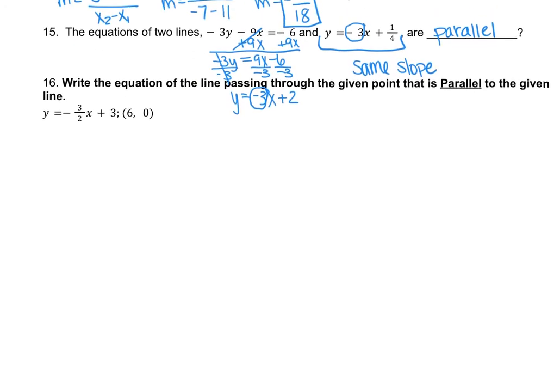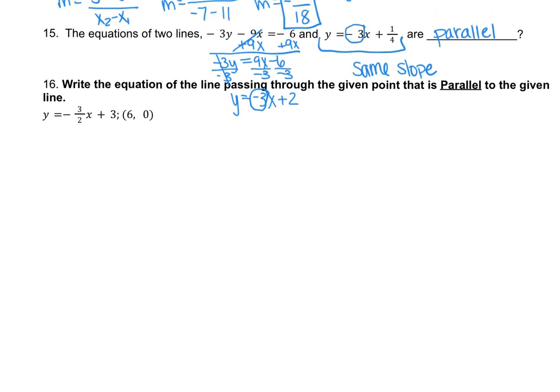All right, number 16, it says write the equation of the line passing through the given point that is parallel to the given line. So this is where we are going to use our point slope formula, which I will write down here for you. And what we're wanting to do, they gave us the point, so we're going to go ahead and label that. It is always going to be the one with the 1, so x1 and y1. It is not regular x and regular y. And then the other letter there that we need to fill in is the m, which is the slope.